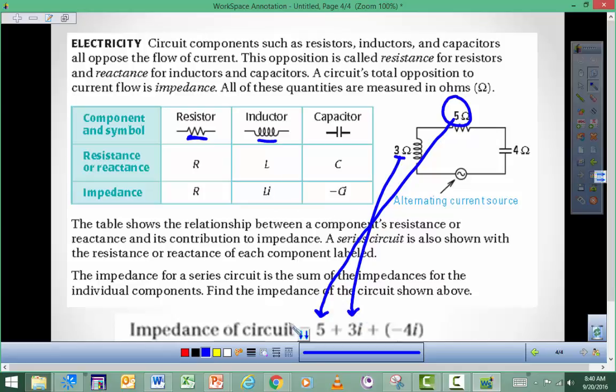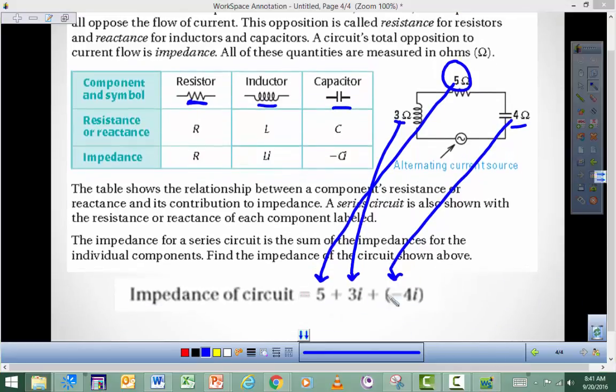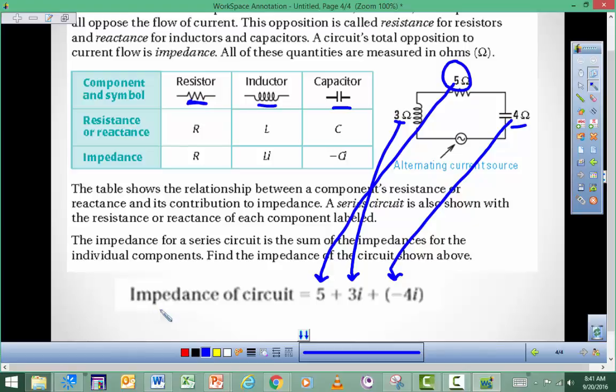Okay. And then across the capacitor, that's this guy right here, we have 4 ohms. But we calculate the impedance as a negative number. So we just throw in a negative in there. So what you can end up doing is finding the total impedance. And so we've been learning how to add and subtract these things. Well, here's an application problem where you're calculating the total impedance. So we'd write that as 5, and then 3i minus 4i, that's minus i.